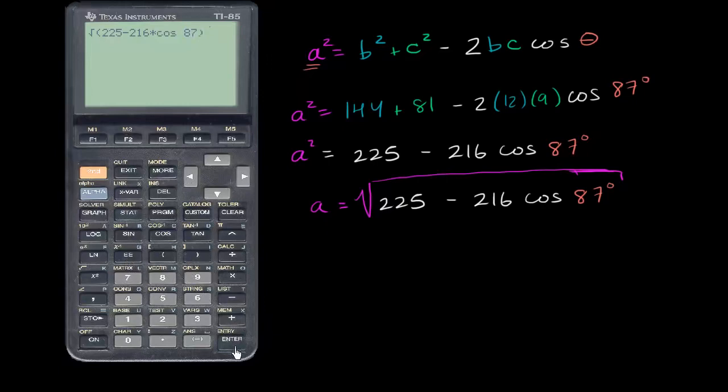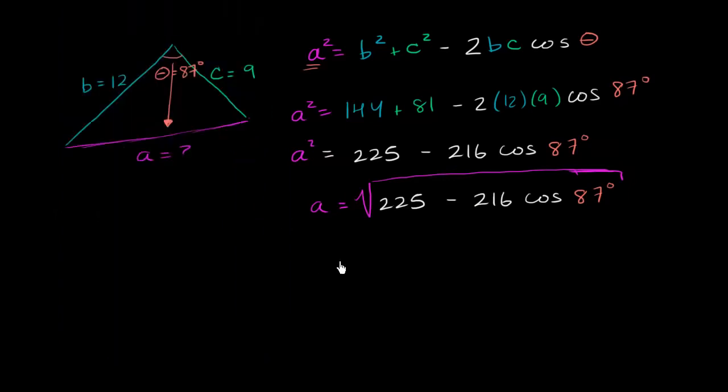And we deserve a drum roll now. This is going to be 14.618. If, say, we wanted to round to the nearest tenth just to get an approximation, it would be approximately 14.6. So a is approximately equal to 14.6, whatever units we're using.